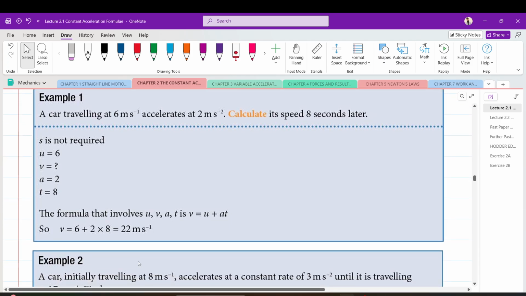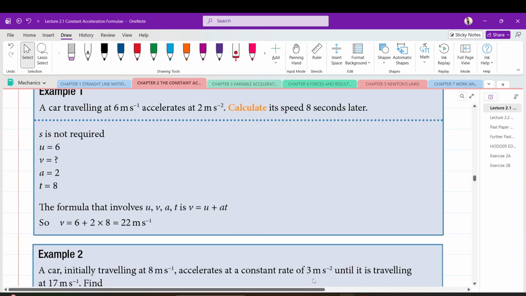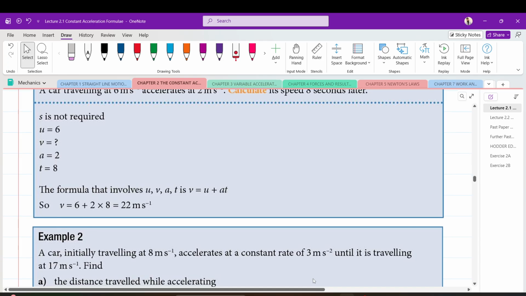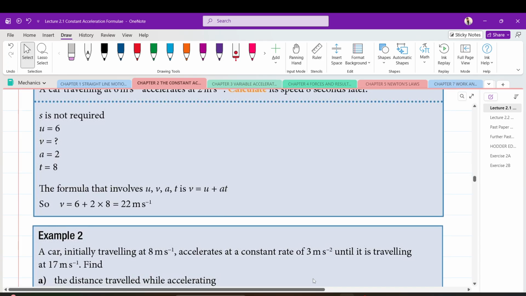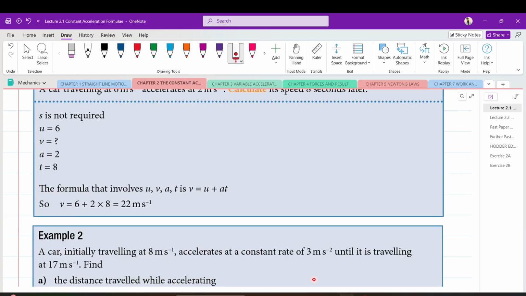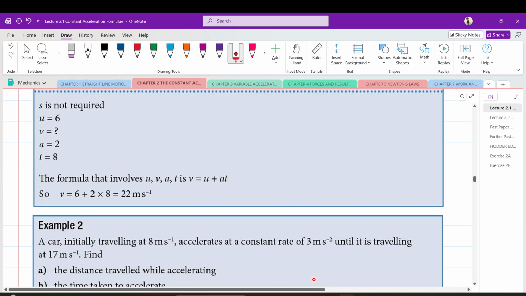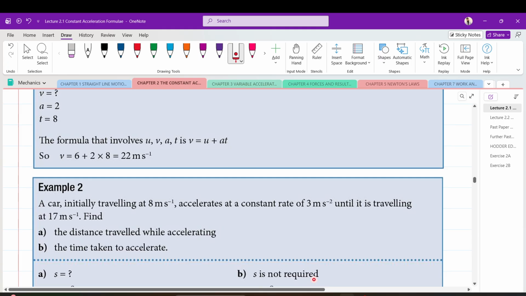Example number 2. A car initially traveling at 8 meters per second accelerates at a constant rate of 3 meters per second square until it is traveling at 17 meters per second. Find the distance traveled while accelerating. So this is your initial velocity, this is your acceleration, and this is your final velocity. So v, u, a, and we need to find s. So we can use the equation v squared equals u squared plus 2as.